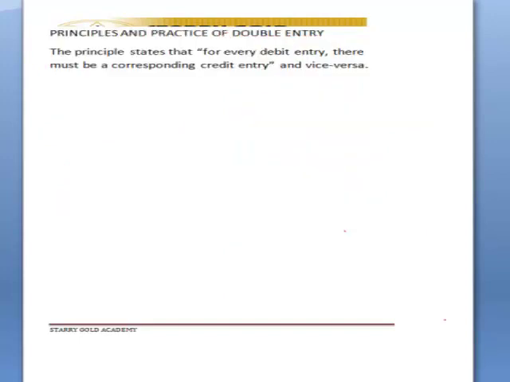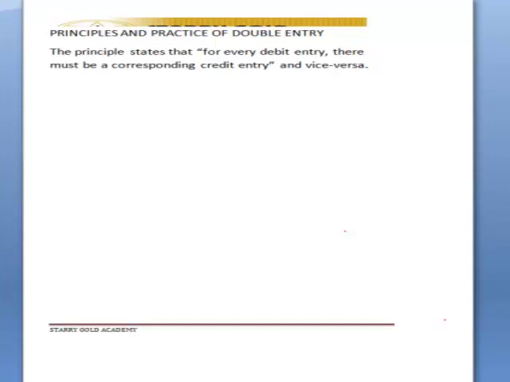Having concluded the question on the accounting equation, it is necessary that we look at the golden principles, that is the principle and practice of double entry. That has been the basis of accounting. Now the principle states that for every debit entry there must be a corresponding credit entry, and vice versa. What we mean here is that for every debit entry, a corresponding credit entry must be made. And for every credit entry, there must be a corresponding debit entry as well.